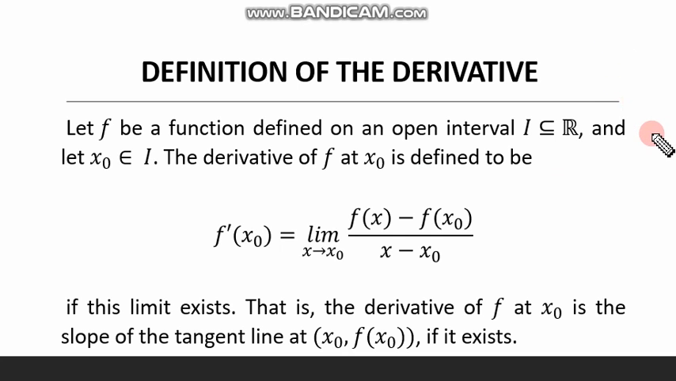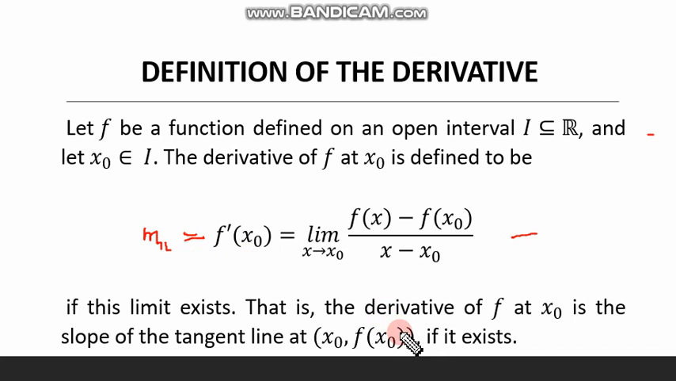Here's the formal definition of the derivative. We will let f be a function defined on an open interval I, a subset of R, the real numbers, and let x sub 0 be an element of that interval. The derivative of the function at x sub 0 is defined to be f prime of x sub 0 equals the limit of f of x minus f of x sub 0 over x minus x sub 0 as x approaches x sub 0, which we know is also equal to the slope of the tangent line.